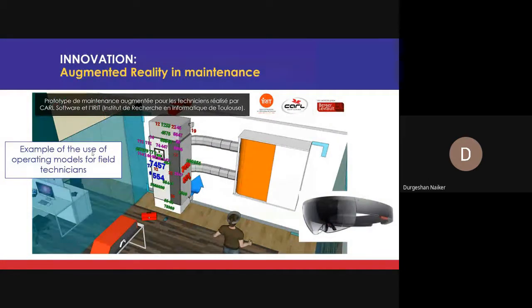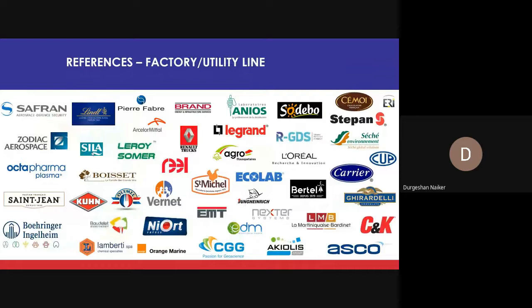Augmented reality is another one that was recently innovated or put into Carl. This means you can have your hands free while you are reading the manuals about some assets while you are on the field. Okay, some examples, let's look at. Here are some references in the factory and pretty much utility line. There are many, but we just try to show you some of them.